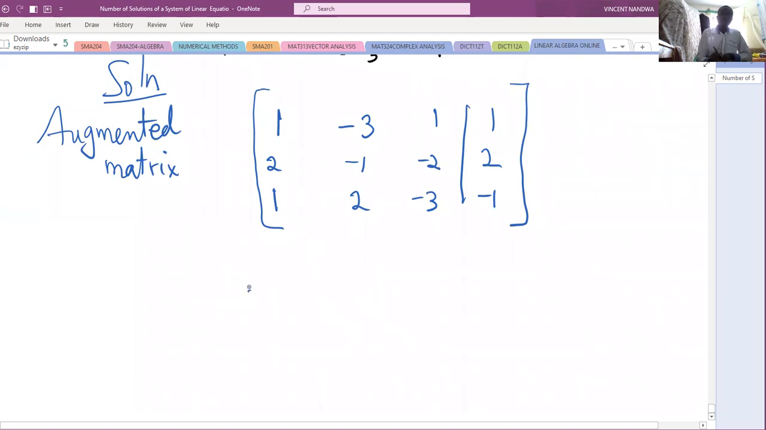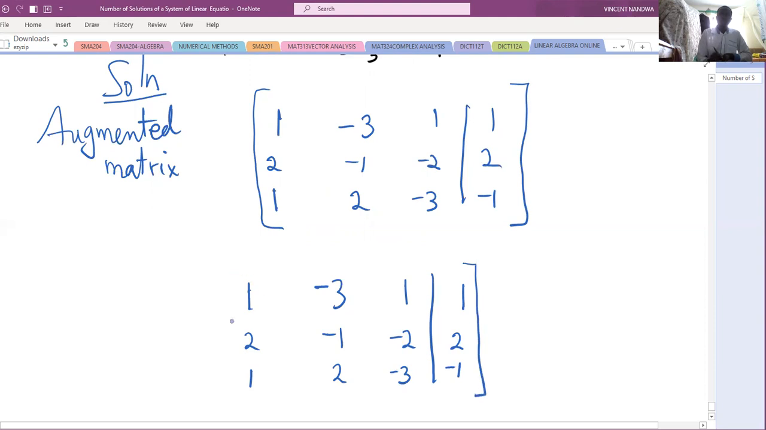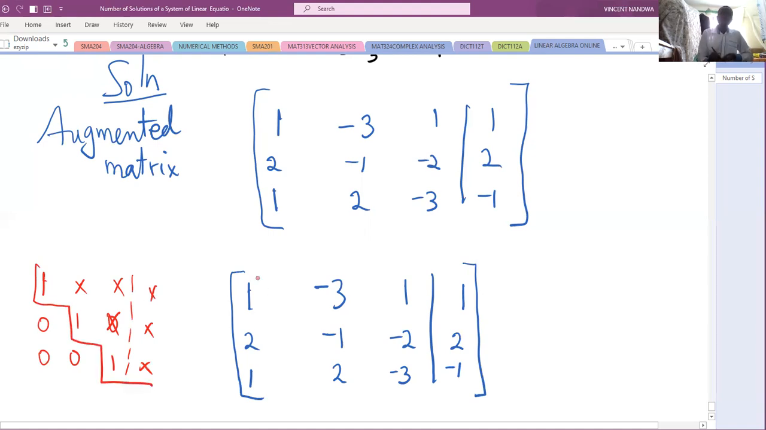And then step 2 now, from this augmented matrix, 1, -3, 1, 1, 2, -1, -2, 2, 1, 2, -3, -1. Because we have 3 equations, then we expect that our row echelon form matrix will be of the form 1, 0, 0, 1, 0, 1. So we expect to have this pattern. So already this is 1, so we don't interfere with row 1. So we say that row 1 remains row 1 because we have the leading 1.